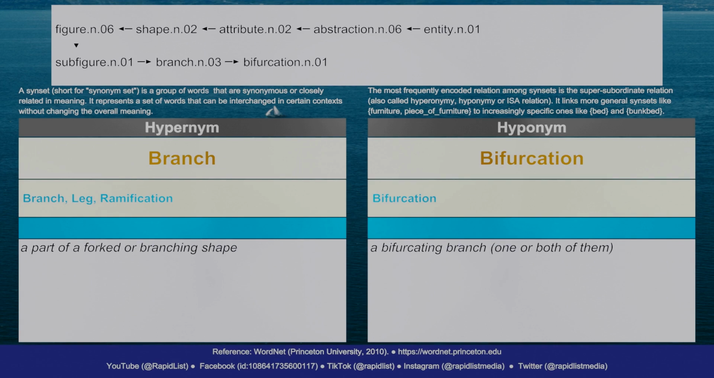Bifurcation. A bifurcating branch, one or both of them. Brachium. Biology, a branching or arm-like part of an animal. Fork. The region of the angle formed by the junction of two branches. He climbed into the crotch of a tree.